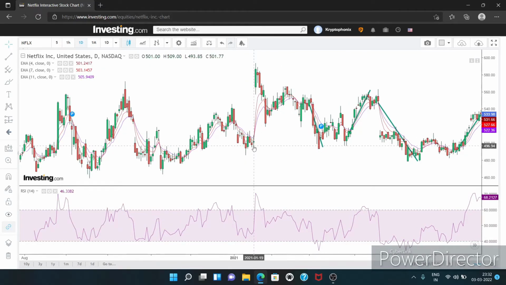Now this point right here, this was a signal to buy, but the signal to buy was not confirmed by the RSI. RSI is outside the 60 and 40 band. Therefore, the move could not last.